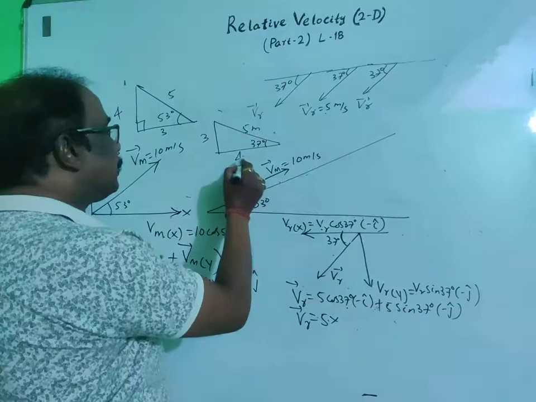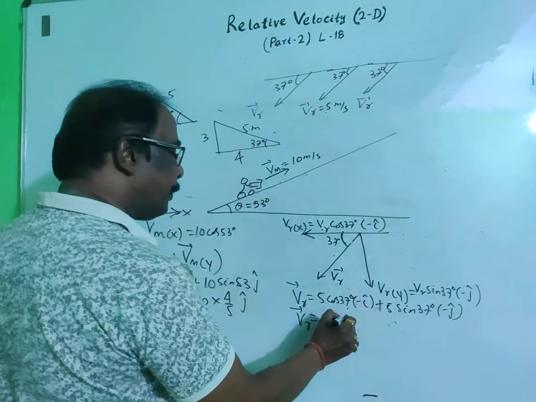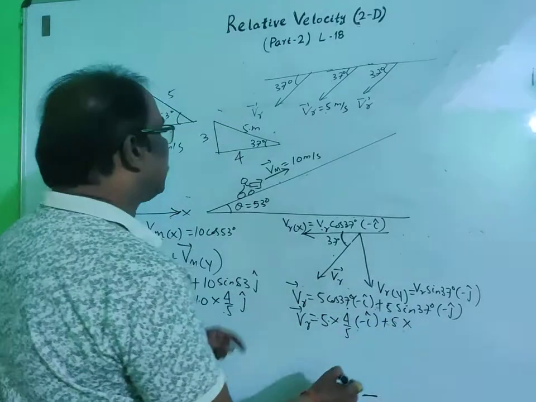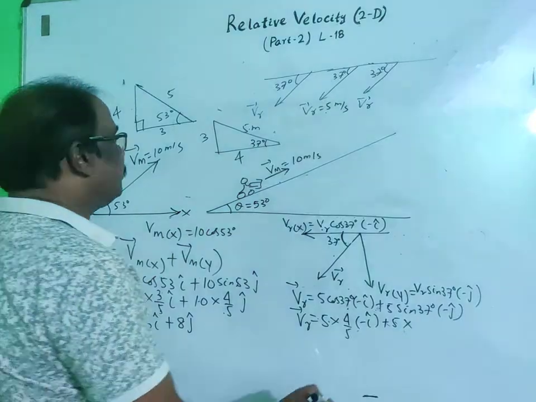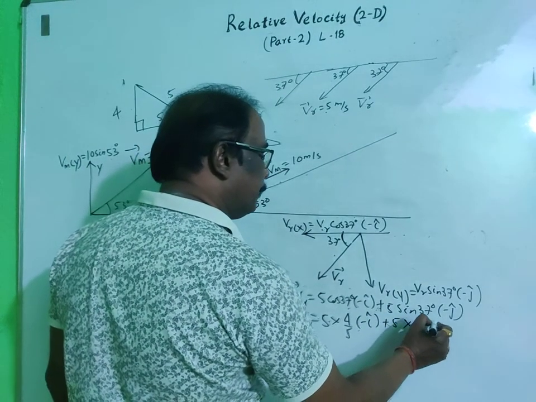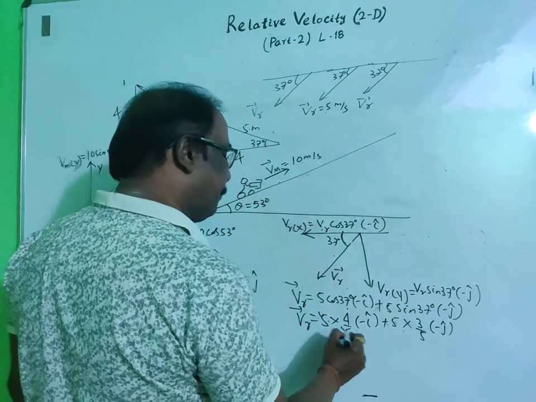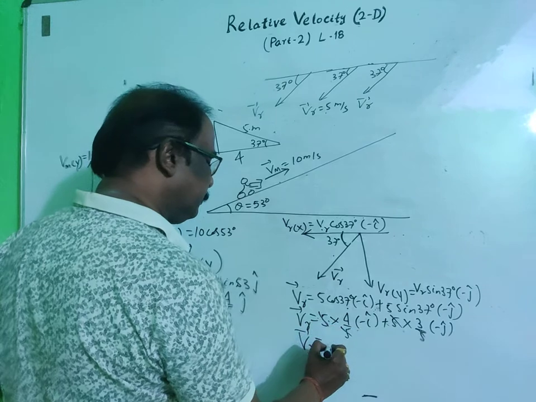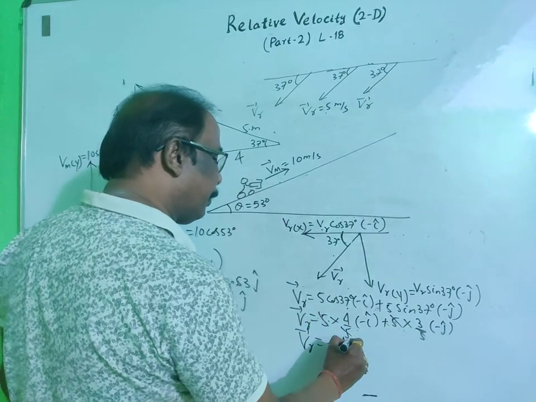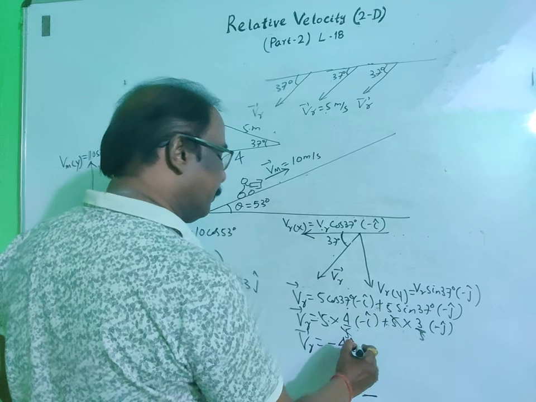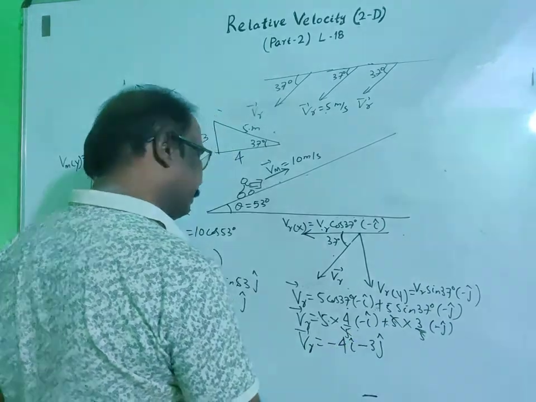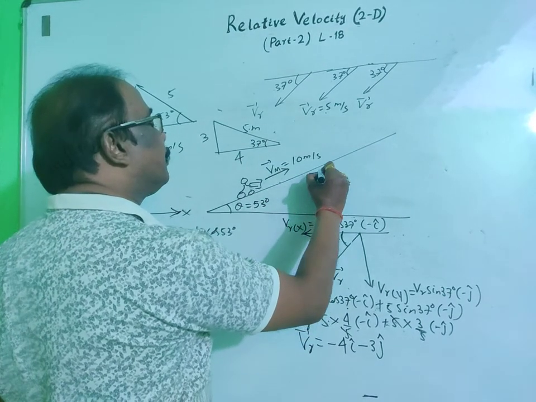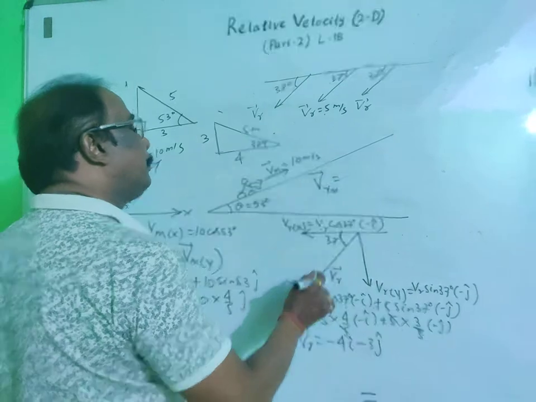Then cos 37 is base upon hypotenuse, 4 by 5, into minus i cap. 5 sin 37 is perpendicular upon hypotenuse, 3 divided by 5, into minus j cap. So 5 and 5 cancel. Then velocity of rain in vector form is minus 4 i cap, and also minus 3 j cap.